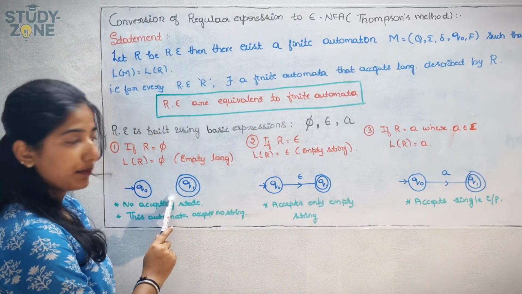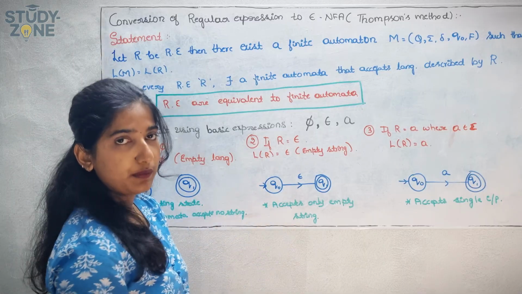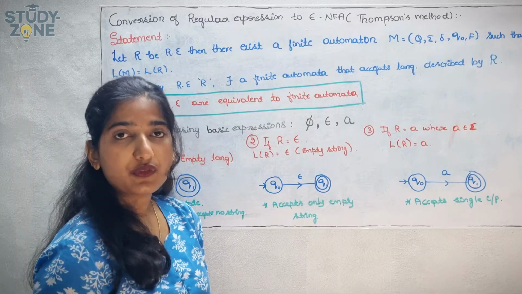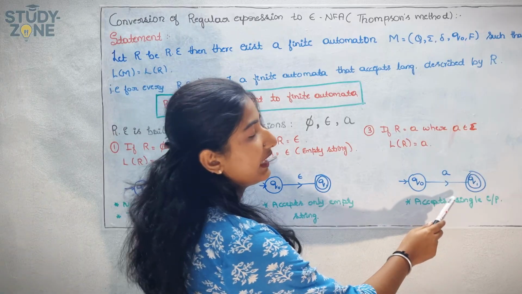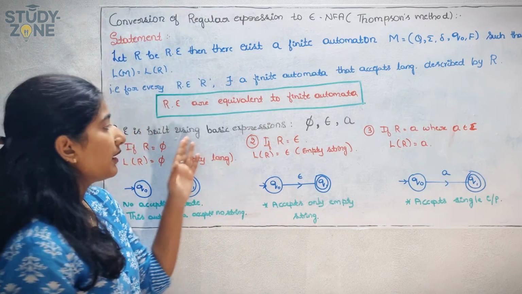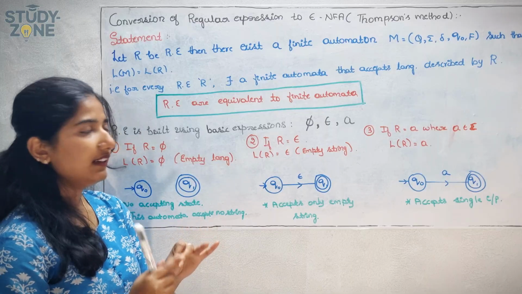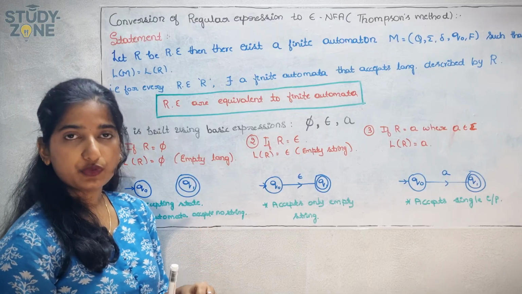If there is a null symbol, then there will be no transition. If there is epsilon, it will accept only the empty string and it will transit from one state to another state. If there is a single input, it will move from one state to another state. These are all the three basic expressions that are used: null symbol, epsilon and a. Clear? Let's move to the next part.